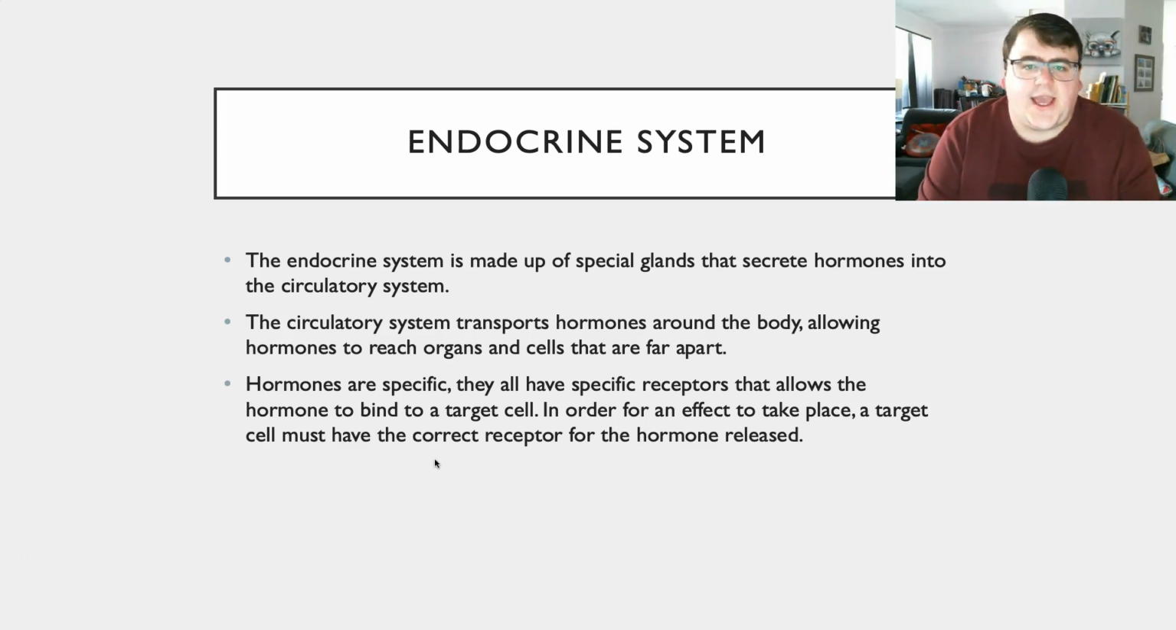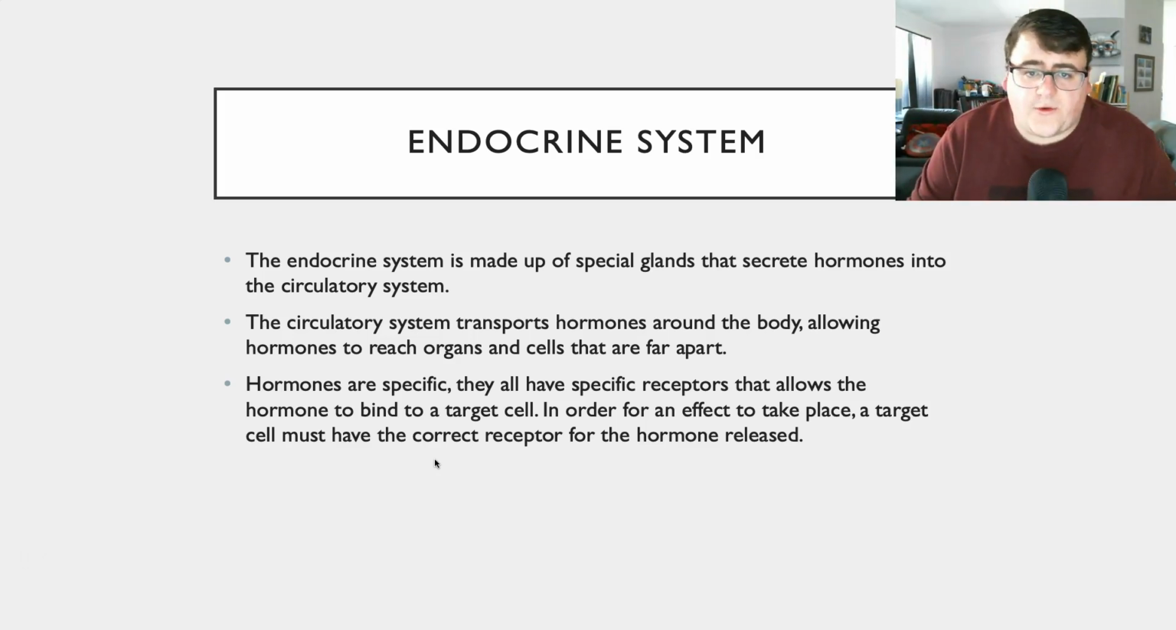What exactly is the endocrine system? Well, the endocrine system is made up of special glands in your body that secrete hormones into the circulatory system, so secreting hormones into the blood. The reason for that is that the circulatory system can transport those hormones around the entire body, which allows the hormones to reach the organs and cells that are quite far away from where the hormones were actually secreted, so they can travel long distances through the circulatory system.